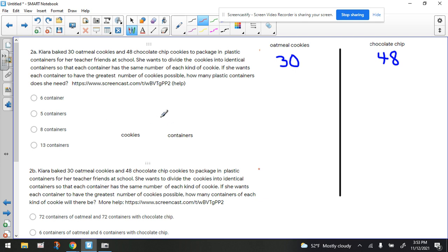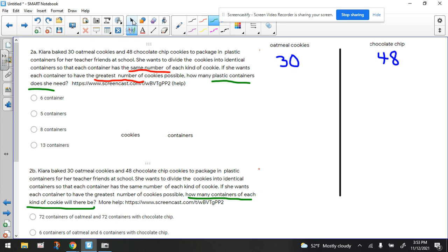So when you come across a question like this and you see the idea of greatest number of, in class we've talked about how you know that you're going to need the GCF. But when you also see same number of, that also is more evidence that you're going to be dealing with GCF. And when you have more than one question, which is the case here, because they're asking how many plastic containers does she need, and in part B, how many containers of each kind of cookie will there be, so when you have two parts to the question, that's when you know we're probably going to be dealing with distributive property, and we do need to find the GCF.